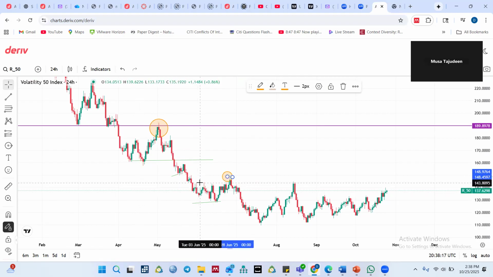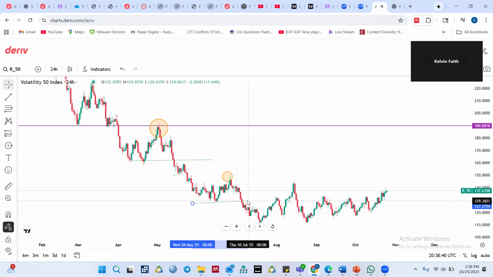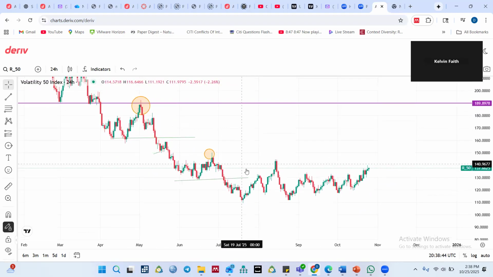Perfect. Because I'm looking at a pullback, I'll look at price reaching out to 23.6%. That is my point of interest on the higher time frame. The most recent high, which is right here, we can see that also is valid because it took out the previous low. So that is market structure.